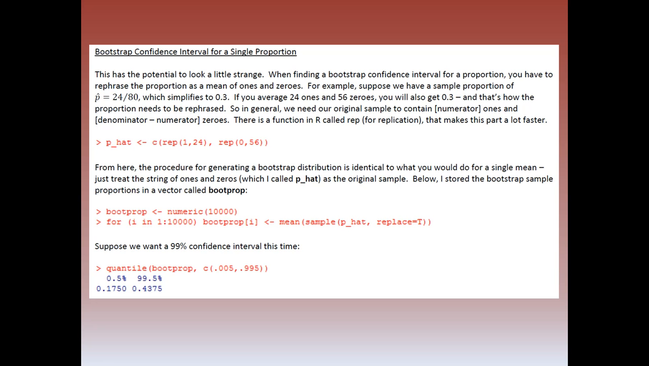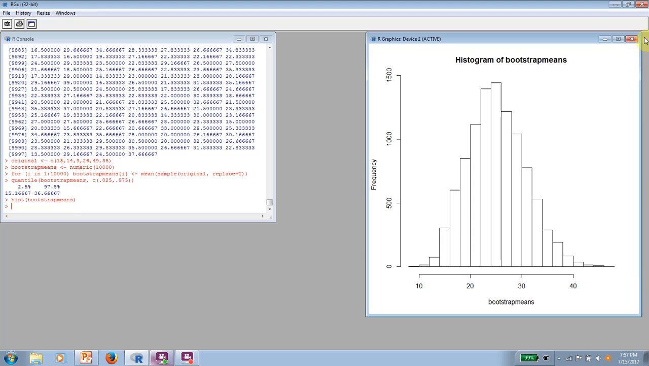The way to get the ones and zeros really fast is to use the rep function. Where I have rep 1 24, I'm saying I want 24 ones, and then rep 0 56 is saying that I want 56 zeros. That's a lot easier than manually typing out 24 ones and then 56 zeros. And then I'm using the combiner to combine that all into one group, and that way we have our sample proportion in there. Okay, so let's get rid of this stuff.